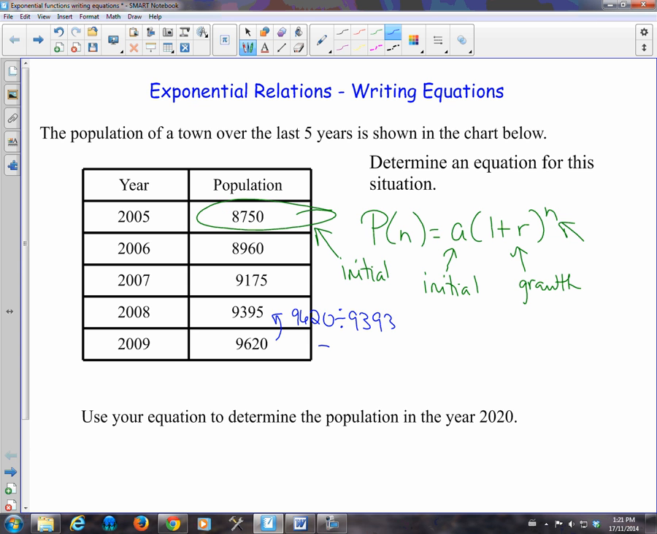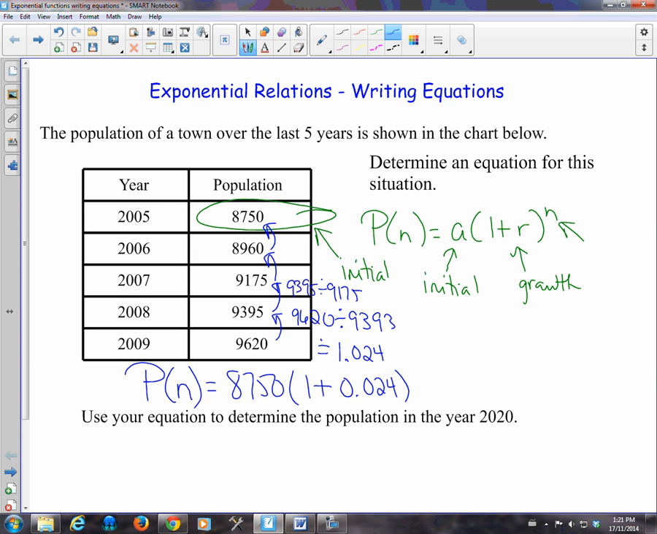And when I do that, I get about 1.0239, I believe, or 1.024. And you can try it. You can divide each pair, 9395 divided by 9175. You can do the next pair, and the next pair, and you're going to see they all work out to about 1.024. So my equation, the population, will be what I started with, 8,750 times 1 plus 0.024 to get our 1.024 to the n for the number of years.